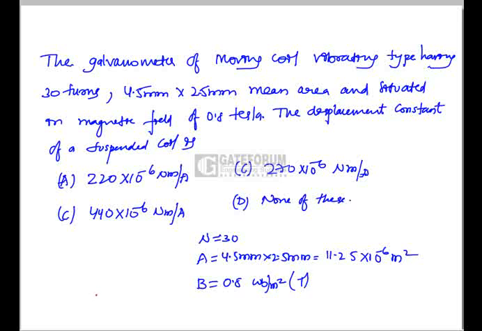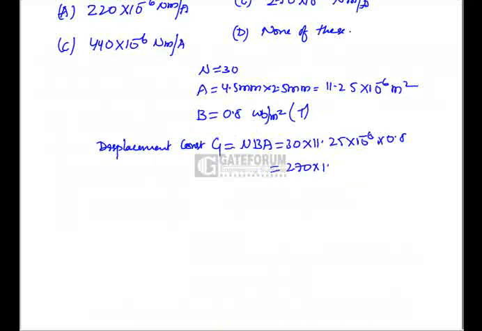Okay, now what is the displacement constant of a suspended coil? Displacement constant G is given as NBA. So 30 into 11.25 into 10 power minus 6 into 0.8, which is equal to 270 into 10 power minus 6 Newton meter per ampere. Option C is correct.